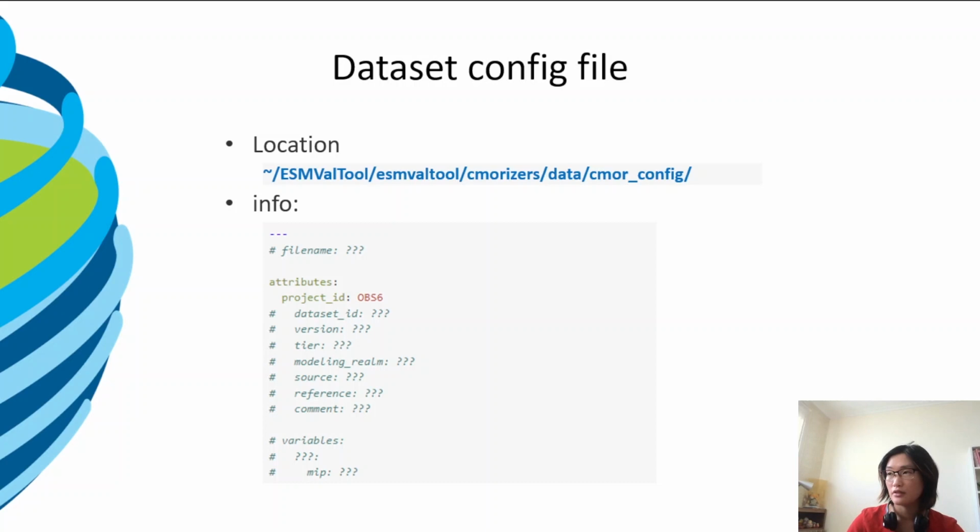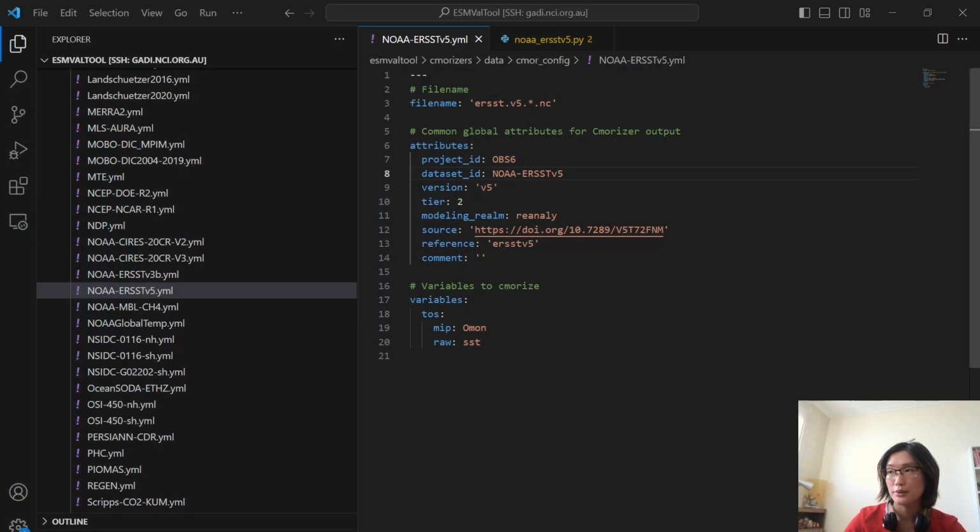So the first file we'll look at is the config file. There's a refresher on the location and the basic info we would have to put in there. It includes the attributes, what tier and dataset ID, so the name and the variables. You can have multiple variables in one config file. Let's have a look at our example.